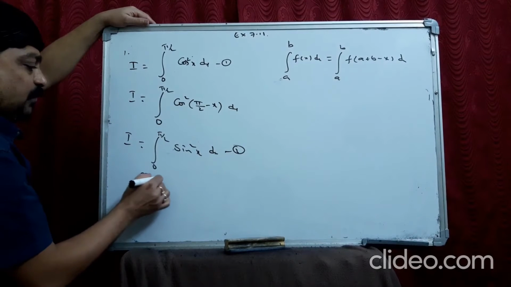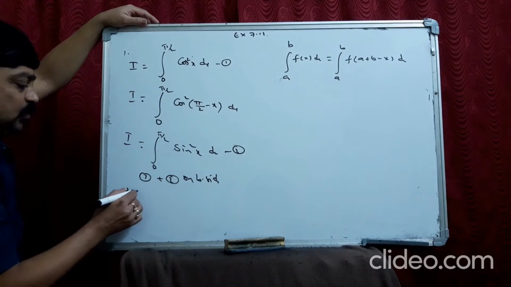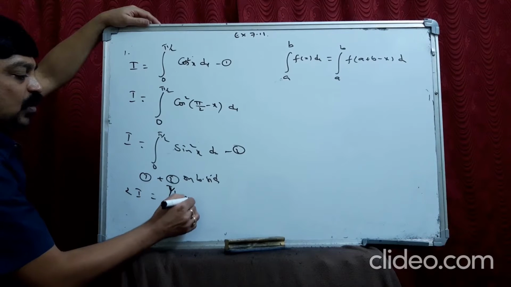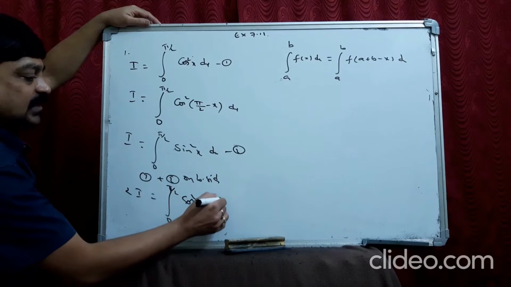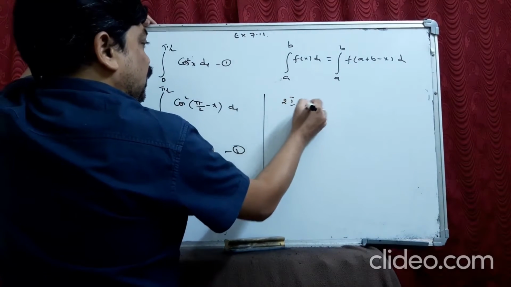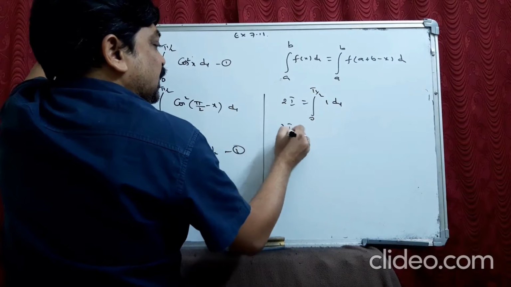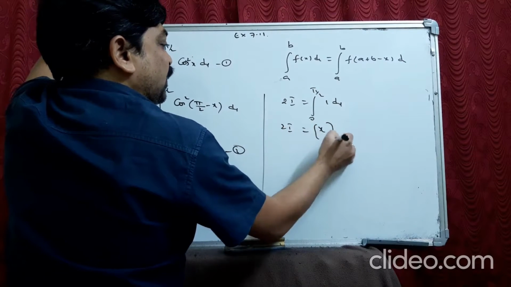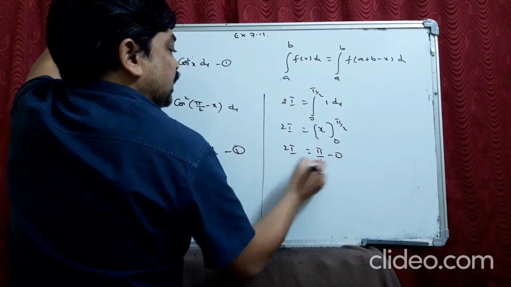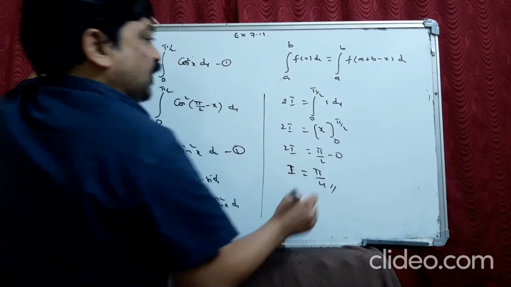Let us add 1 and 2 on both sides. It becomes 2I equal to the integral from 0 to pi by 2 of (cos square x plus sin square x) dx. So 2I equals the integral of 1 dx, which is x from 0 to pi by 2. 2I is equal to pi by 2 minus 0. So I is equal to pi by 4. Okay.